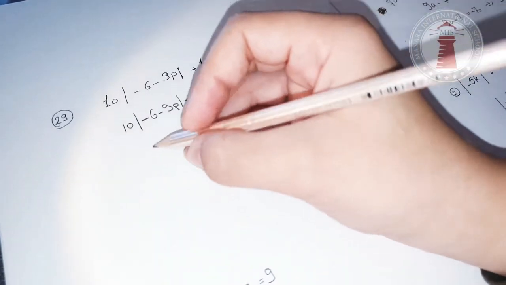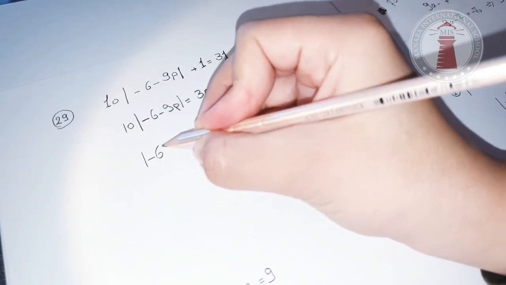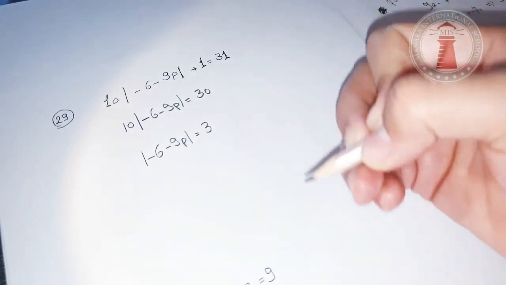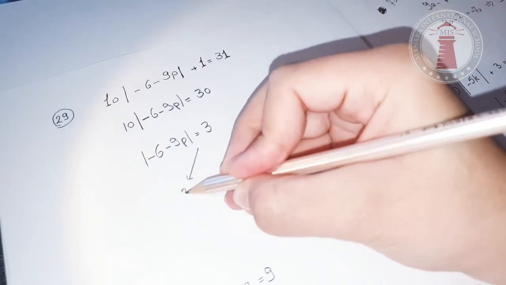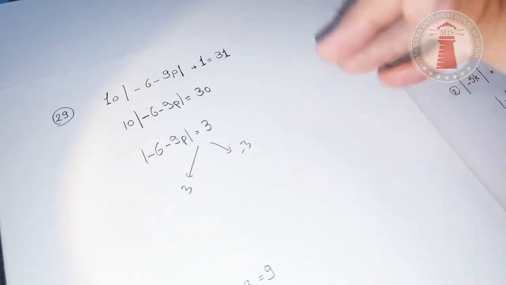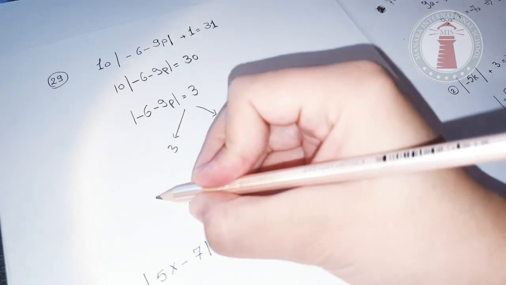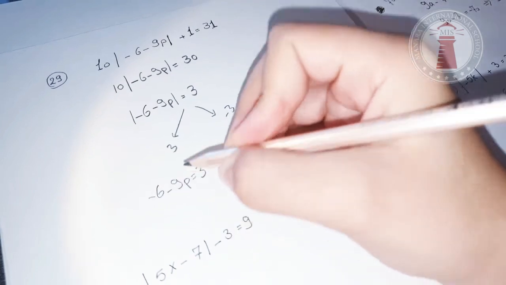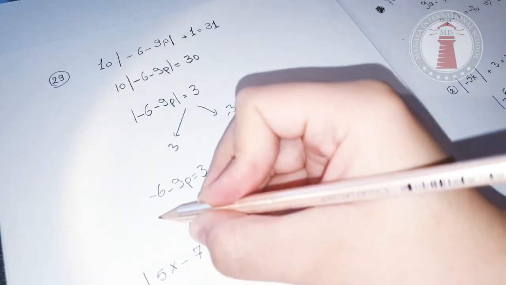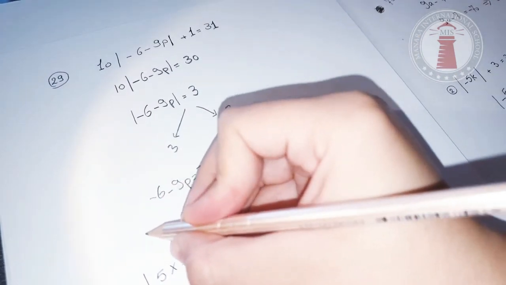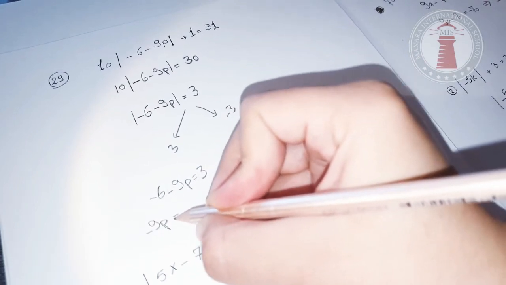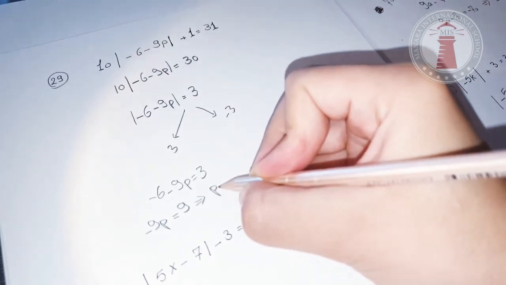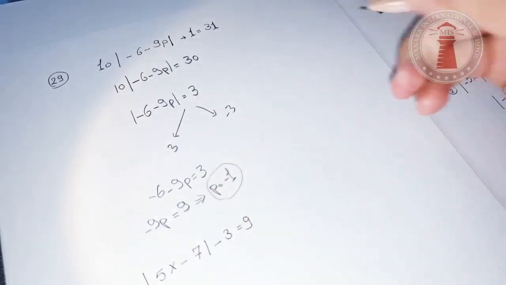So by eliminating this, we are left with negative 6 minus 9p, that is equal to 3. Now we start solving. So one time for 3, the other time for negative 3. So here we'll be having minus 6 minus 9p equals 3, which means we take the 6 to the other side, so it becomes minus 9p equals 9, which leads into p equals negative 1. Now this is the first answer.